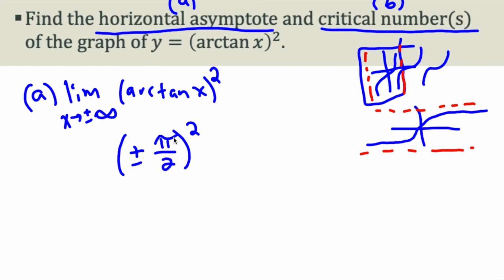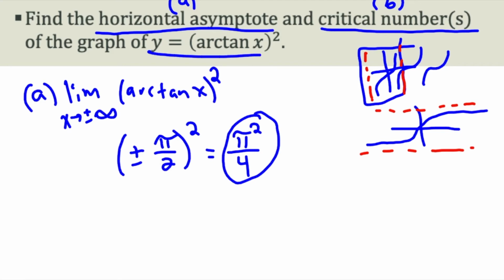And then we're squaring that, so we don't really need the positive or negative, because whether we square a positive or we square a negative, we're still going to get a positive. So this ends up being pi squared over 2 squared, which is pi squared over 4. Okay, so this is your horizontal asymptote for that graph y equals arctan x squared.